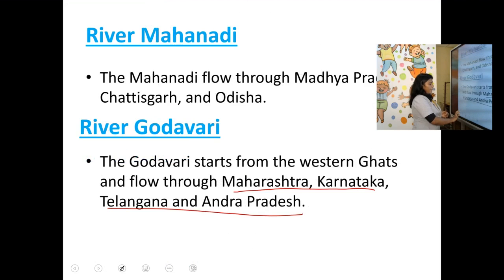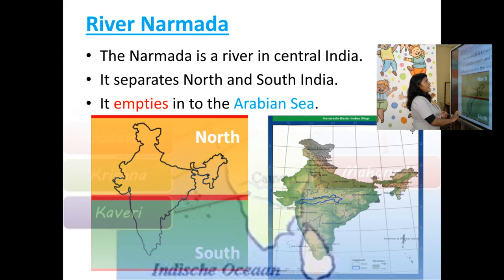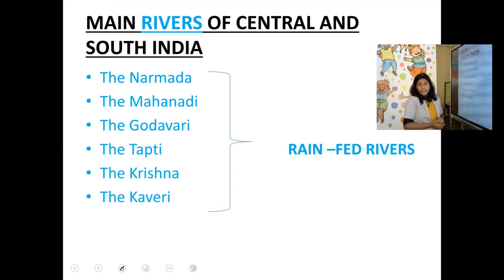So these are the main rivers of Central and South India. What are the main rivers of Central and South India? The Narmada, Mahanadi, Godavari, Tapti, Krishna and Kaveri. And these rivers are called rainfed rivers. Why are they called rainfed rivers? Because these rivers depend on rainfall, right? So that is why these rivers are called rainfed rivers.